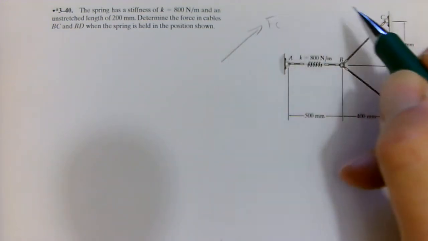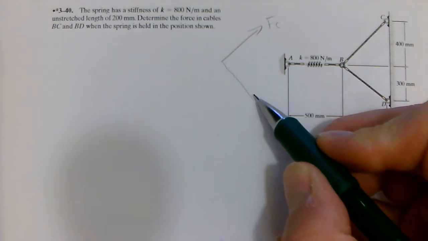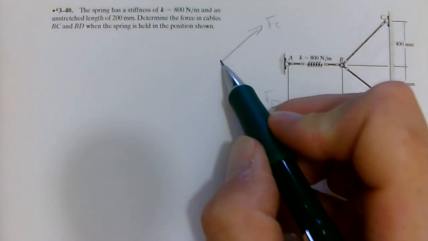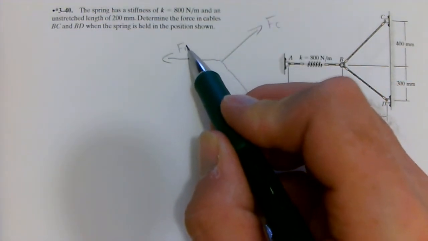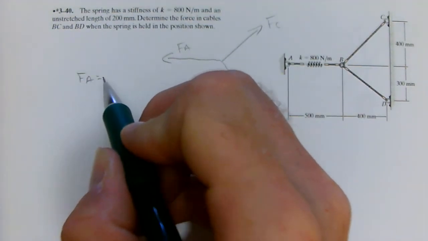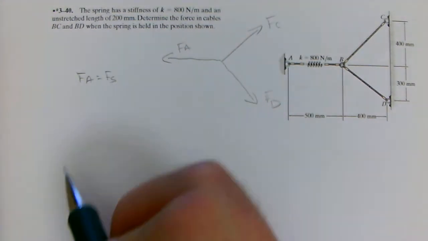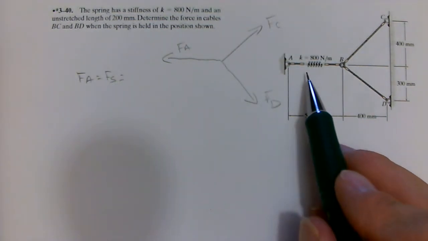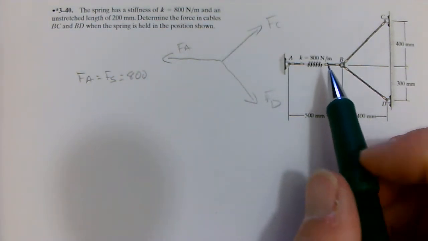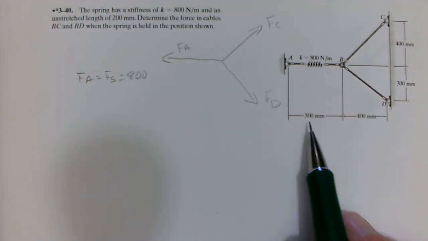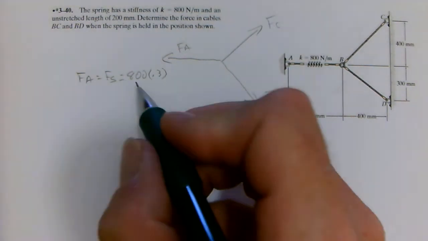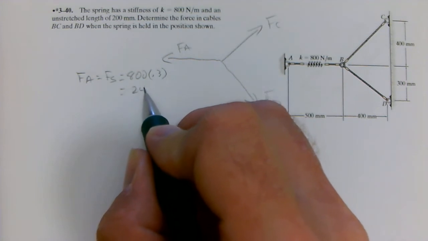So if we draw a free body diagram here, I'm going to call this force C from B to C, and this is force D from B to D, and that's force A from B to A. Now force A is equal to the force of the spring, which is equal to the spring constant, 800, times the stretch. The unstretched length is 200 and the total length is 500, so the stretch is 0.3 meters. And so FA is equal to 240.